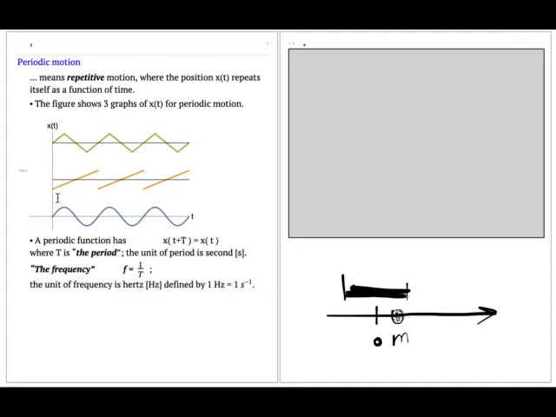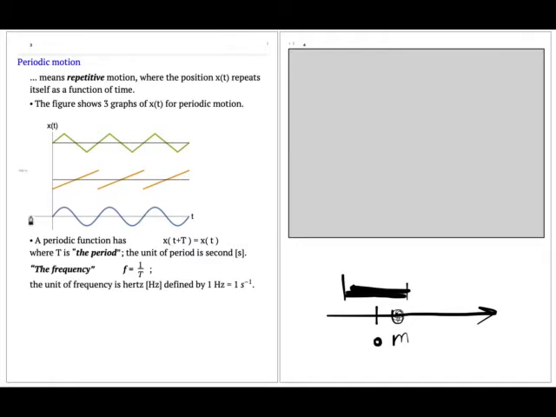Or it could be just a positive slope and then a jump down to the initial value. And then another positive slope and then a jump. And then another positive slope and so on. Well, that's again repetitive.